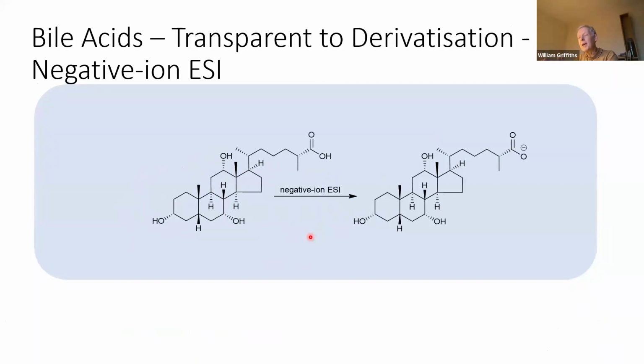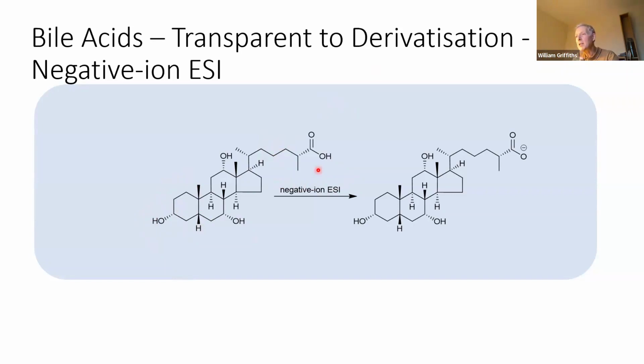At the end of the oxysterol metabolism pathway, we end up with bile acids. Now, bile acids are actually transparent to our derivatization, because our derivatization requires a ketone or a 3-beta hydroxy, and these have got 3-alpha hydroxy. So the cholesterol oxidase won't work on these. But bile acids themselves have a natural carboxylic acid group, which gives a good ion in the negative ion mode. So if we're interested in the bile acids, we just flip the mass spectrometer into the negative ion mode, and we can detect them.